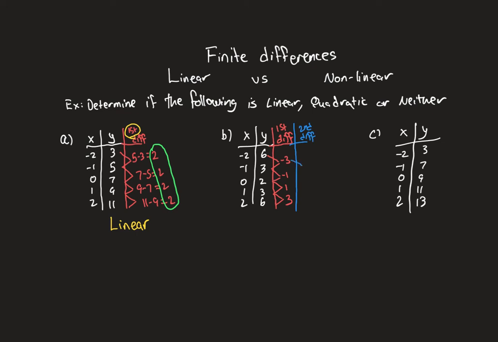So doing that, I've got negative 1 minus minus 3, which is 2. 1 minus minus 1, which is 2. And 3 minus 1, which is 2. As you can see, the second time I did it, I got a constant difference, and that happened after my second time, which means I can say this is quadratic.